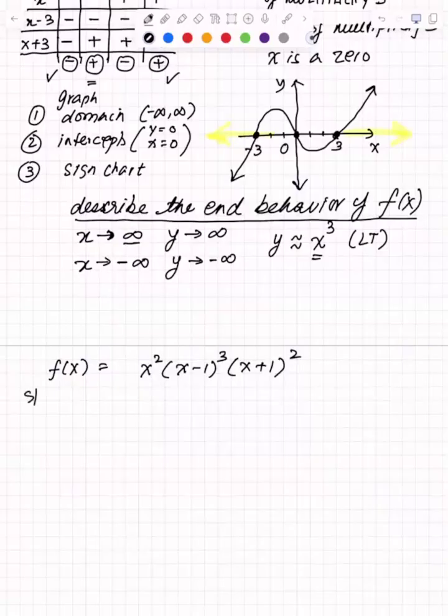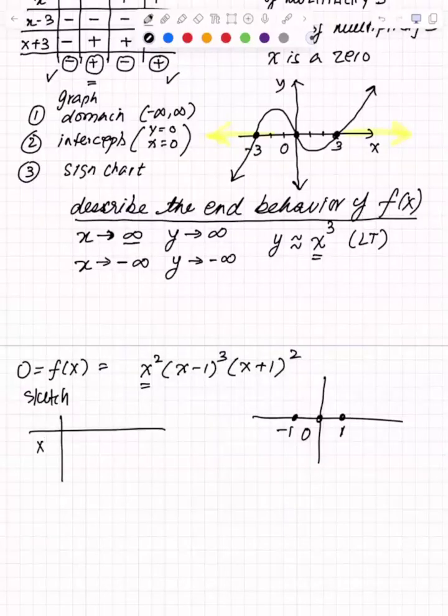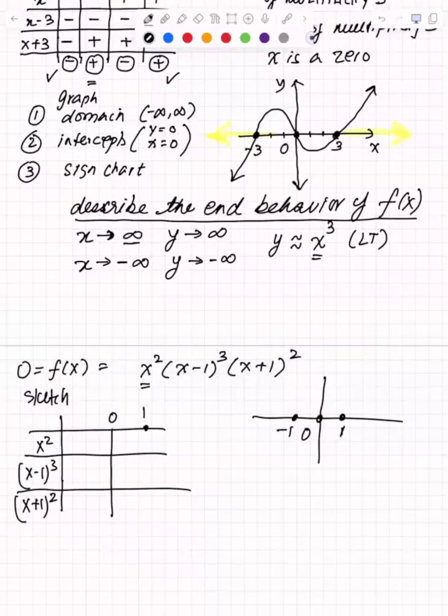So sketch. We know the zeros. When is this guy 0? If I set y to 0, that's 0 when x is 0, when x is 1, and when x is negative 1. We can make our sign chart: x squared, (x minus 1) cubed, and (x plus 1) squared. The zeros of these were 0, 1, and negative 1.